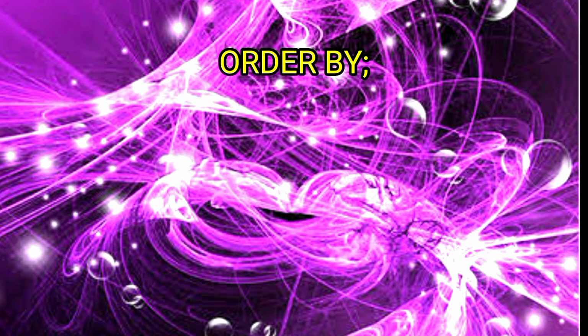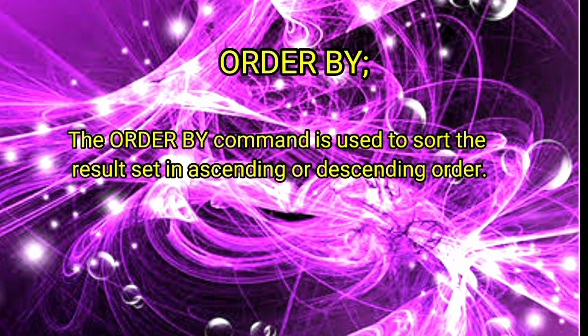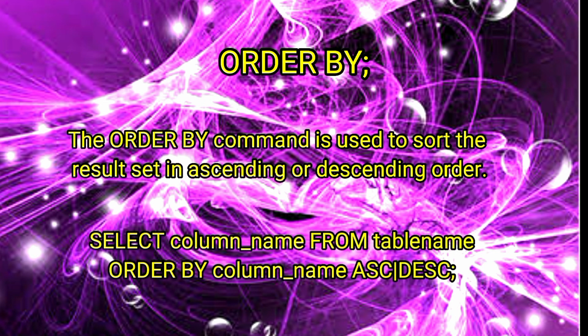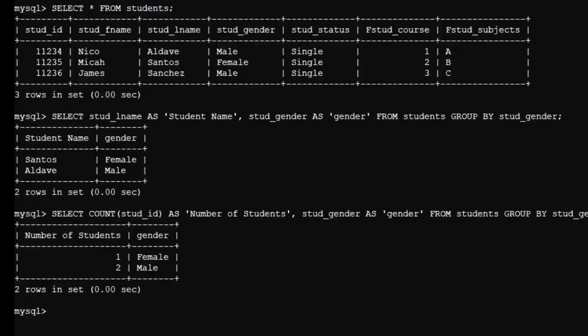The order by command. The order by command is used to sort the result in ascending or descending order. Kaning order by command guys, i-order ang result into ascending or pataas and descending or paubos. Ang iyang syntax is select column name, from table name, order by column name, ASC or ascending, or DESC or descending.